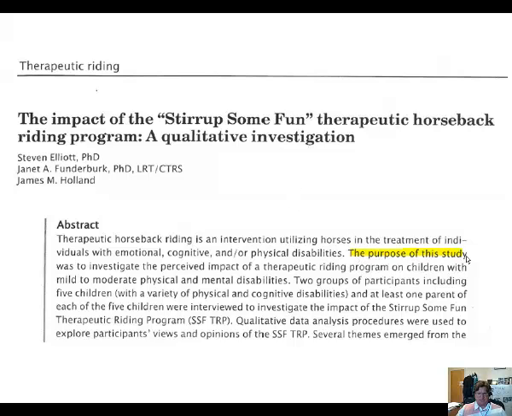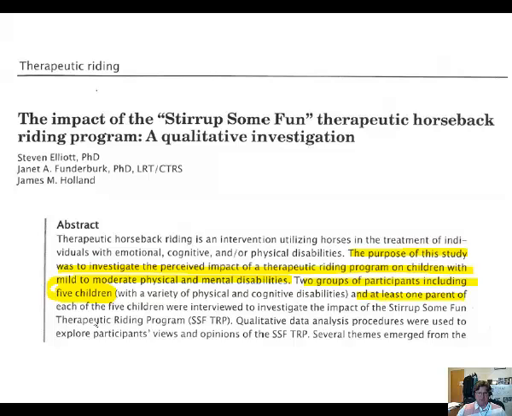So the purpose of this study was to investigate the perceived impact of a therapeutic riding program on children with mild to moderate mental disabilities and physical disabilities. Two groups of participants, including 5 children, so you can see we got a small sample size here, which is kind of inherent in qualitative research.